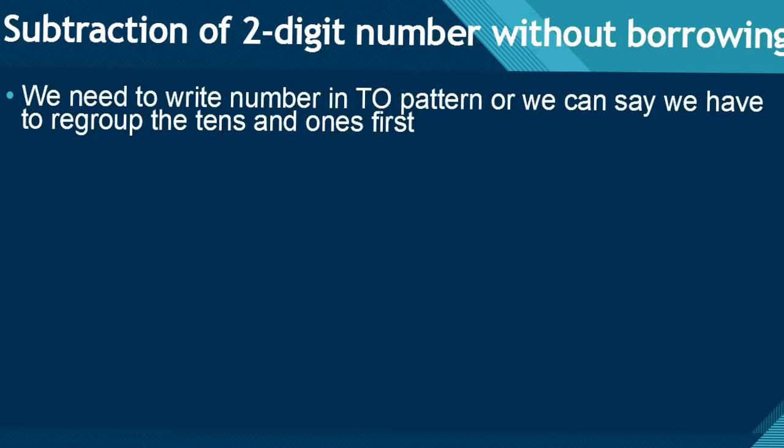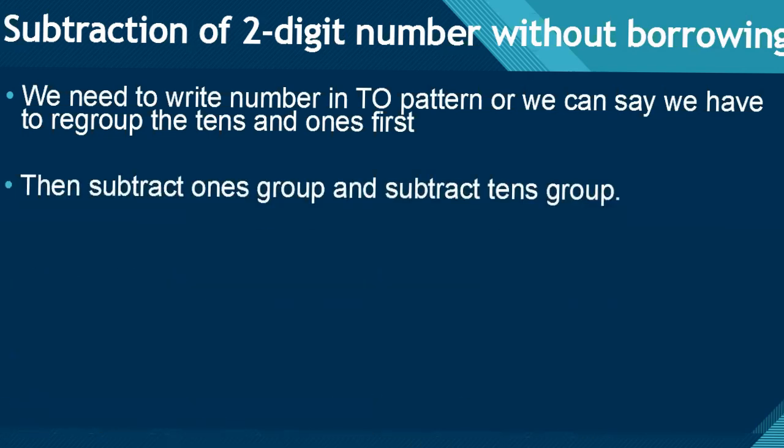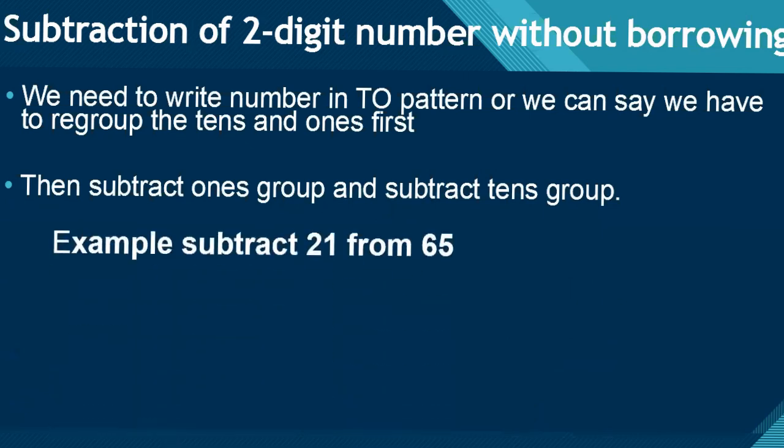So it means we have to regroup the number first. Then we have to subtract the ones group and then subtract the tens group. Similarly, let's quickly see with an example. Suppose we have to subtract 21 from 65. In addition, we add this and this. And now here we subtract this from this.